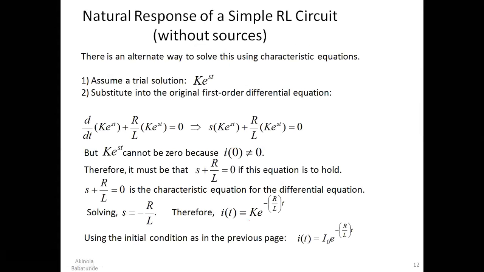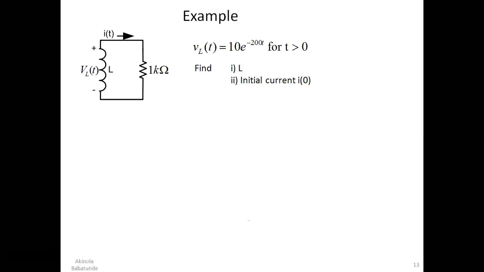A simple example that we can apply to our understanding. Just a very simple example. In this example, we have an inductor in the circuit, and then we have a resistor. You see that we have been given that our VL is 10 exponential minus 200t for t greater than 0. All right, so we are looking for the inductance, and then we are looking for the initial current I naught. So how do we find those?